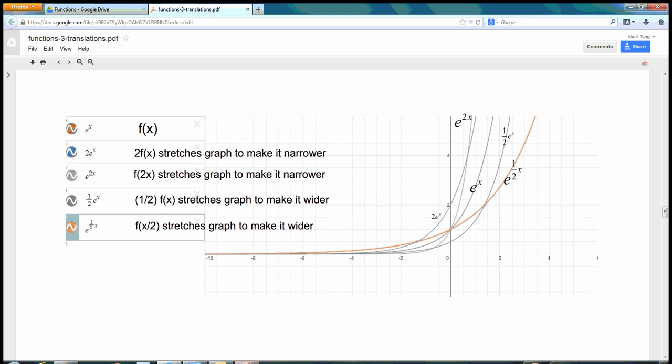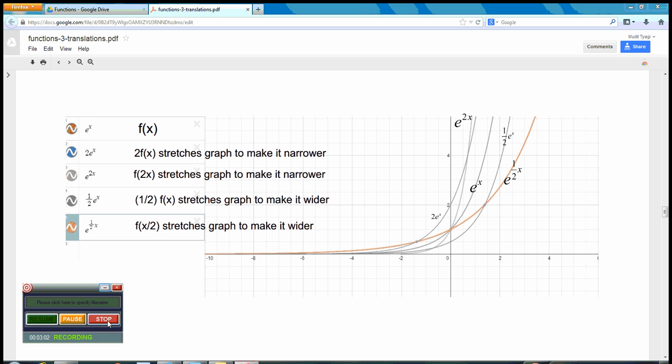So you can see the impact of multiplying the function or the variable of the function, and it leads to stretches. Either it makes the graph narrower or wider. Another way of looking at it is it makes the graph less or more steep.